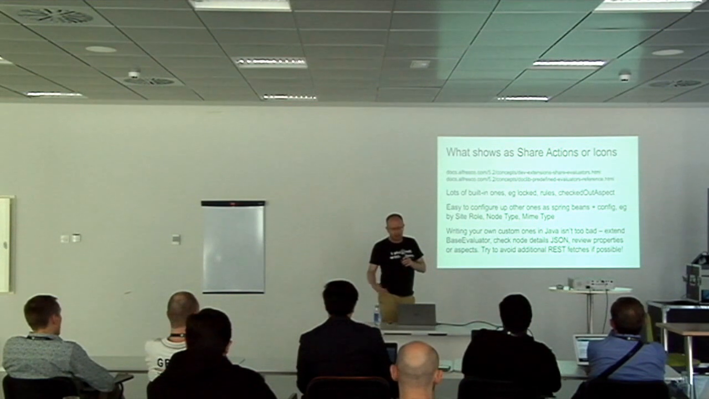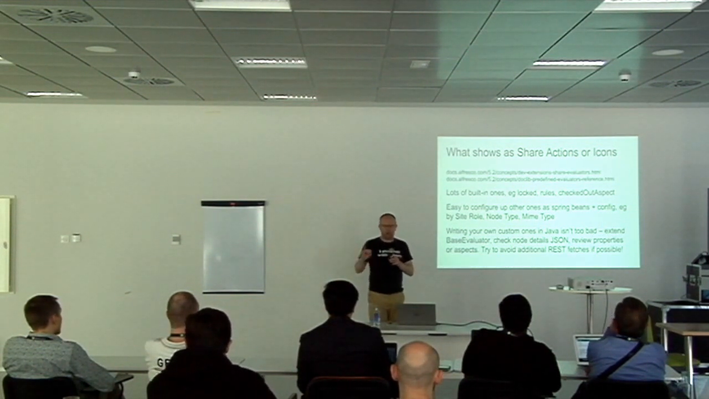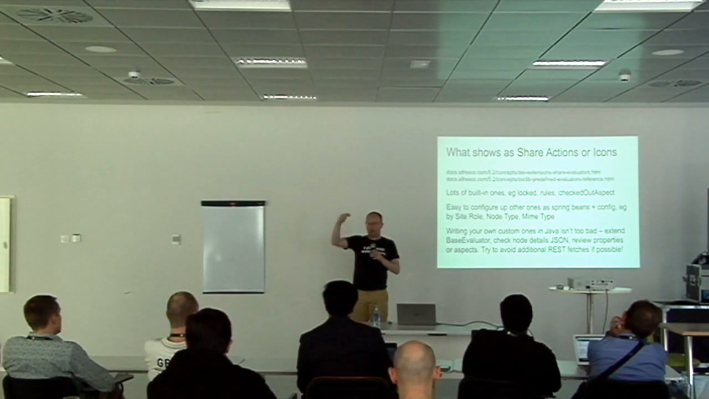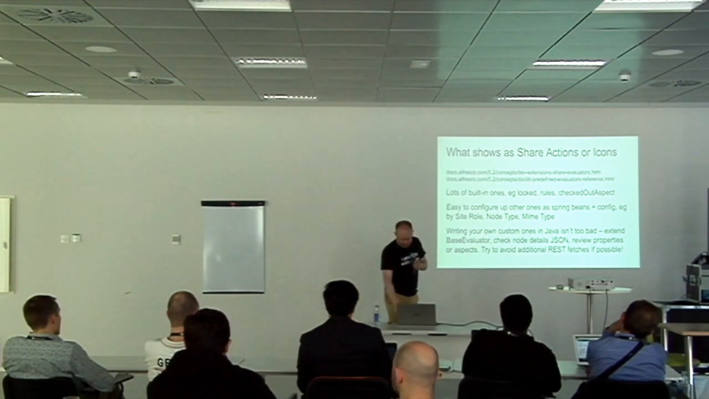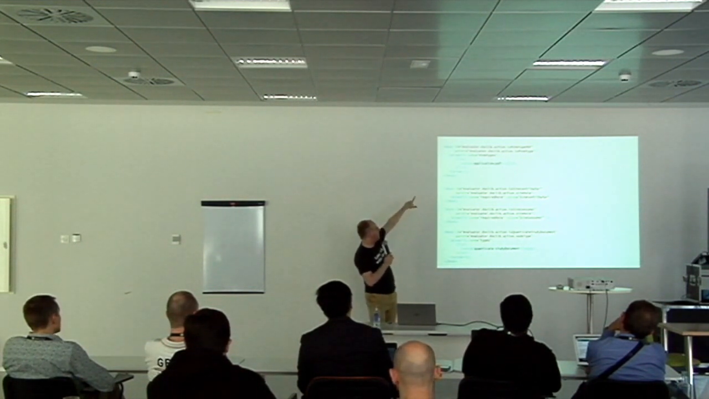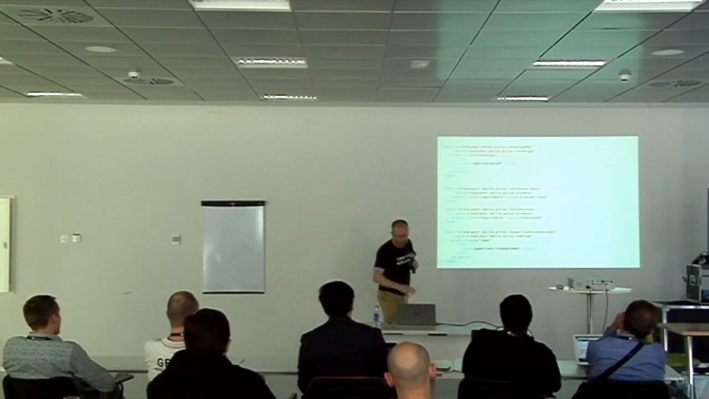Writing your own one in Java isn't too bad. We've done it a few times, but try and avoid hitting the repo or hitting any REST APIs. Try and use cached data that you've already got, like the JSON that's already been fetched. Because if you're making two remote calls per evaluator, and you've got a page with 50 nodes in, it goes really, really slowly. Whereas if you can cache it, then it'll be much better. These slides will be up later, but here's an example of doing one that's checking if it's a PDF or checking if someone is a site contributor.